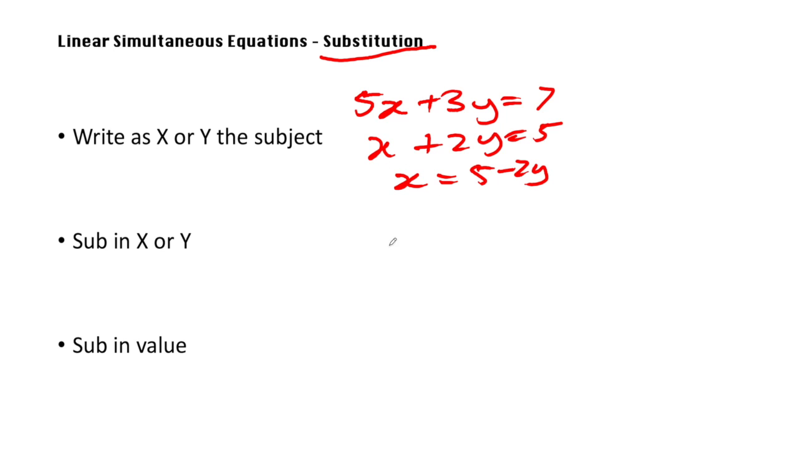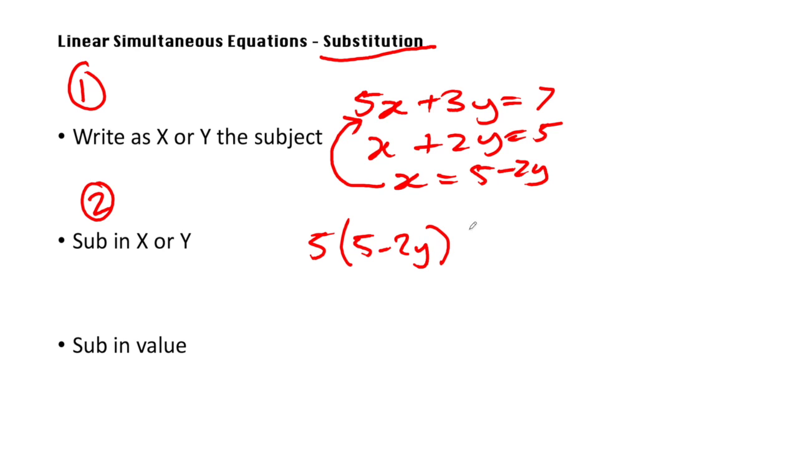So that is the definition for x. So then you can sub this into here. So the first step was getting that equation and writing x as the subject. Now the second step is subbing that x definition back into the other equation. So now we've got 5 times 5 minus 2y plus 3y equals 7. See what we've done there? We've got rid of the x and we only have y, so we can solve that.